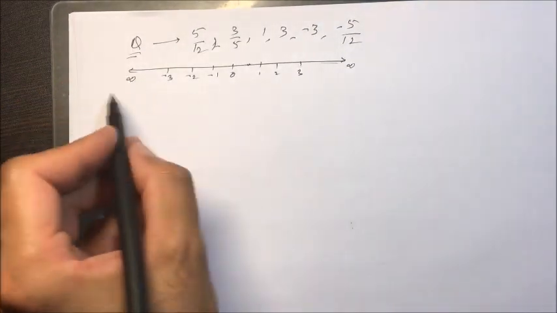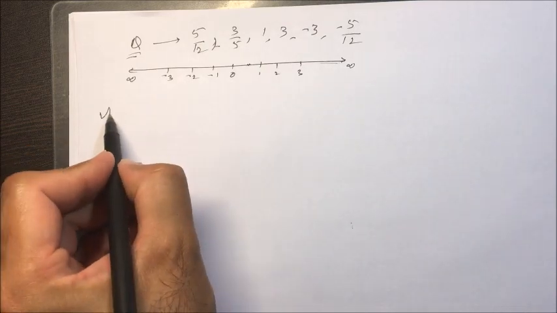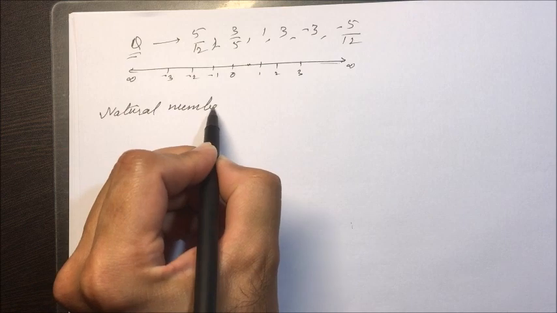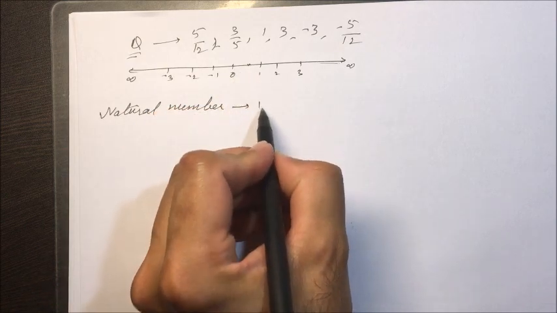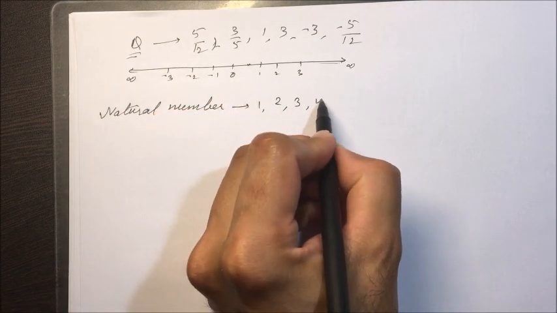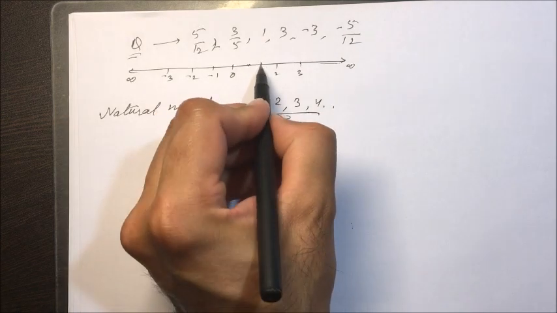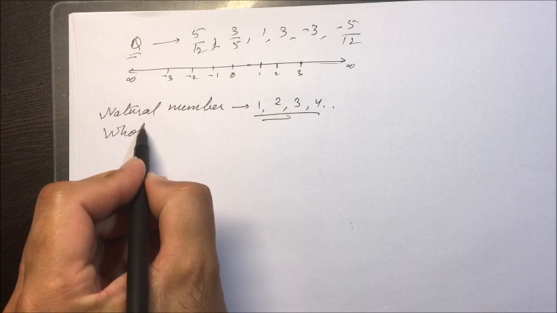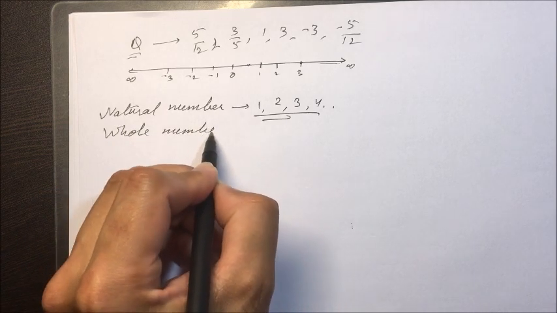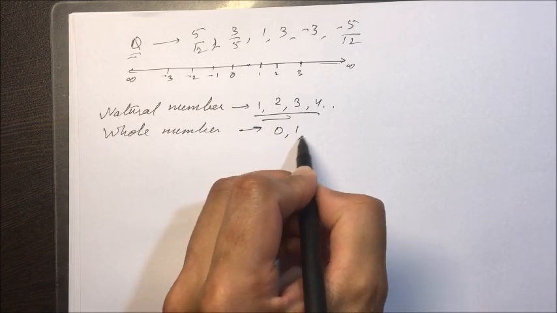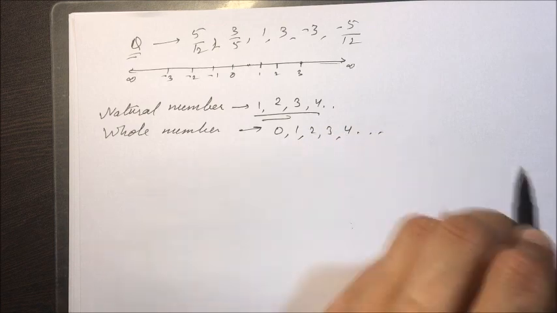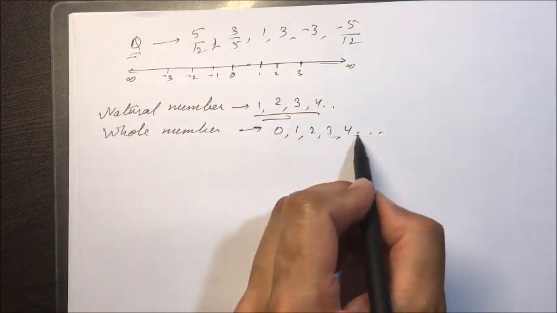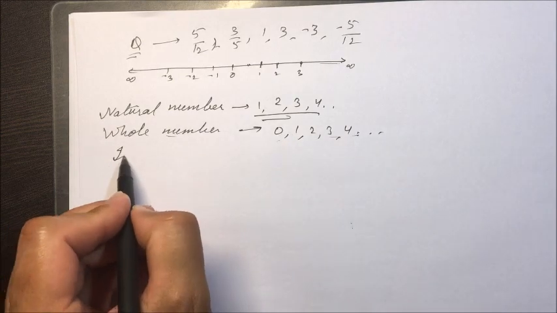Now we take natural numbers. Which are the natural numbers? 1, 2, 3, 4. These are natural numbers. 1, 2, 3. These are natural numbers. Whole numbers: 0, 1, 2, 3, 4 up to infinity. So 0, 1, 2, 3. These are whole numbers.